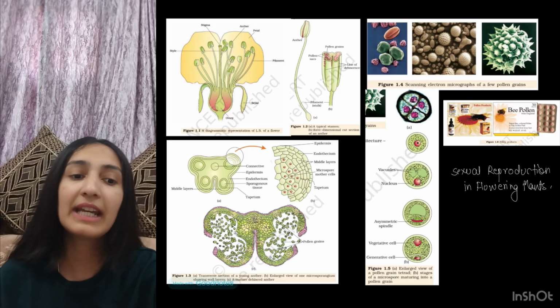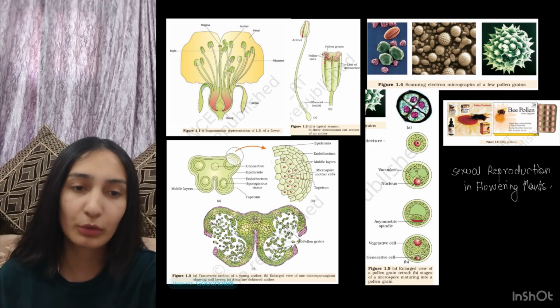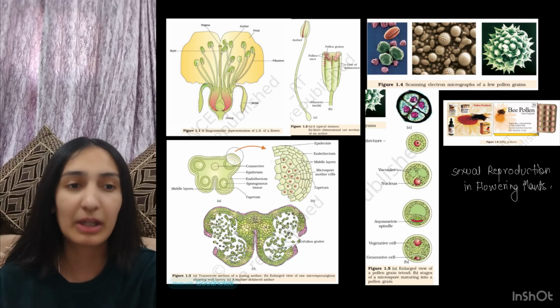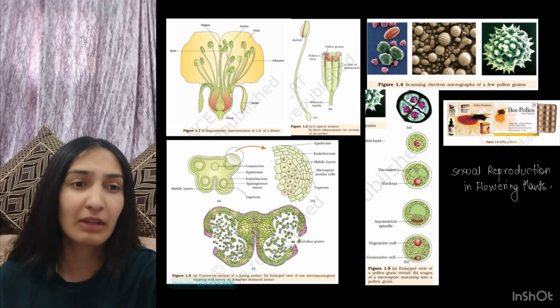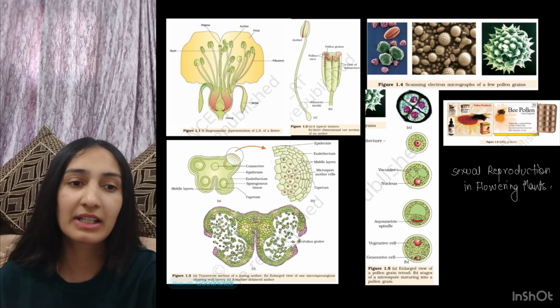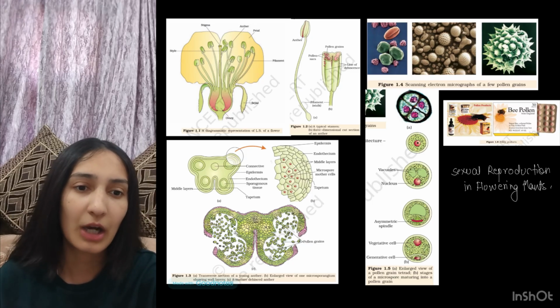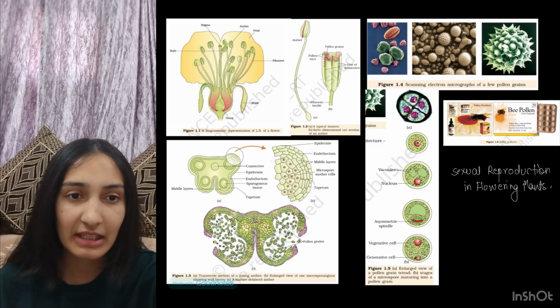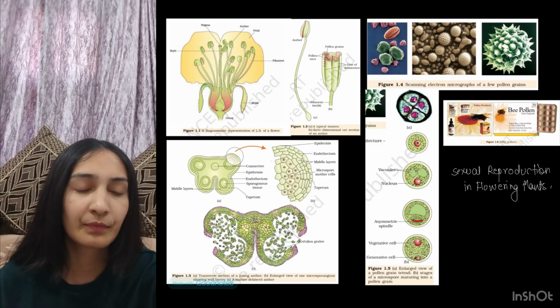Now B shows the enlarged view of one microsporangium, which shows the wall layers. Now what are the wall layers? We have epidermis, endothecium, middle layers, microspore mother cells, and tapetum. Now C depicts a mature dehisced anther in which you can clearly see we have pollen grains.